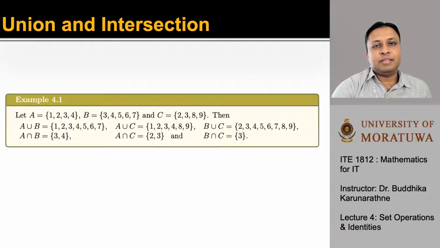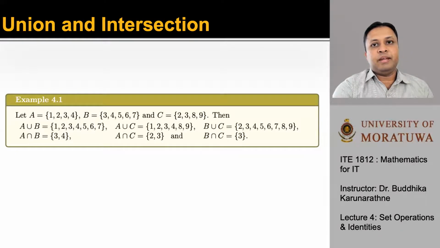So let's now look at some simple examples to understand the union and intersection. You have set A, which includes 1, 2, 3, 4, set B, which includes 3, 4, 5, 6, 7, and set C, which includes 2, 3, 8, 9. For A union B, you have all elements of A and B, which is the numbers from 1 to 7. When you take set A union set C, you have all the elements that belong to sets A and C. Similarly, for B union C, you have all the elements in B and C.